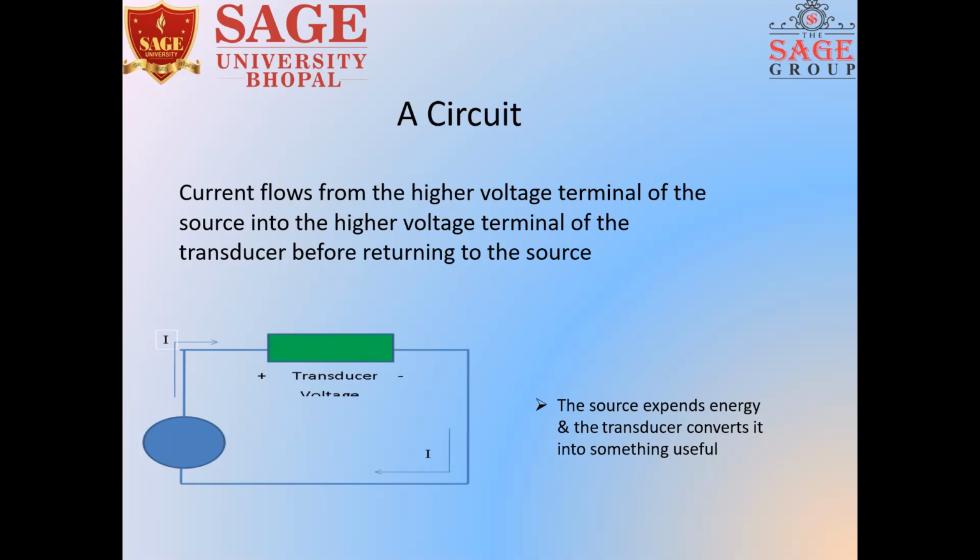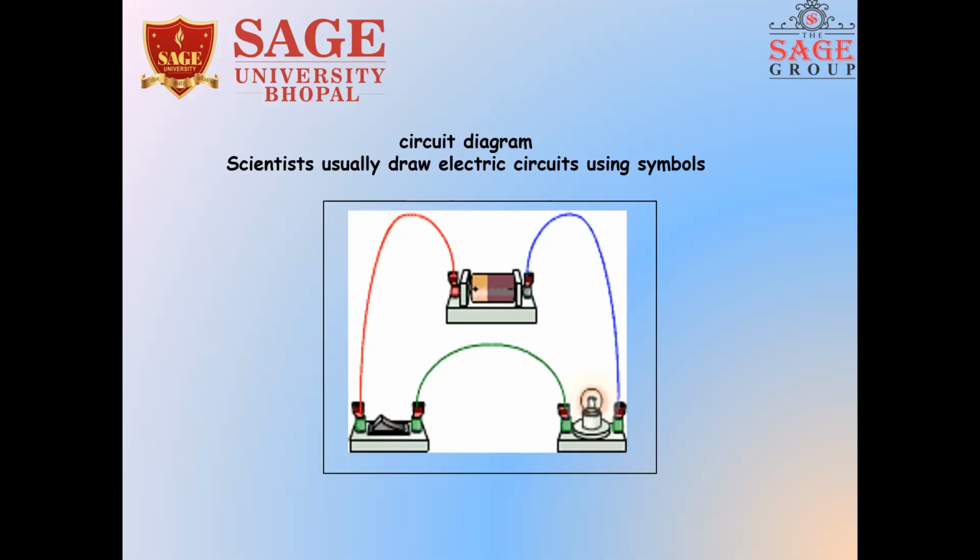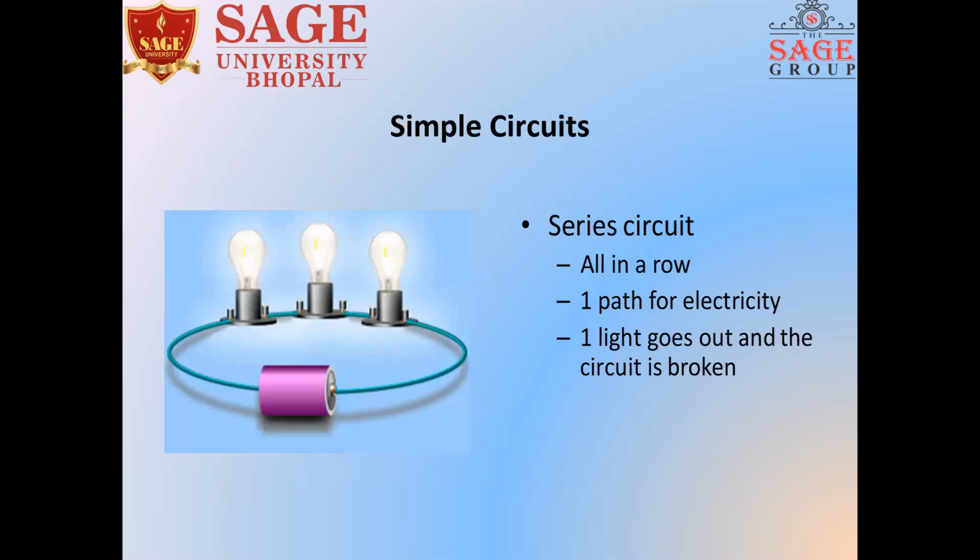And when the circuit is complete, the current flows from the higher voltage terminal to the lower voltage terminal and returns to the source. So this is known as a circuit. And here there are some pictures related to circuit diagrams. The positive terminal is connected to the positive and the negative terminal is connected to the negative leads.